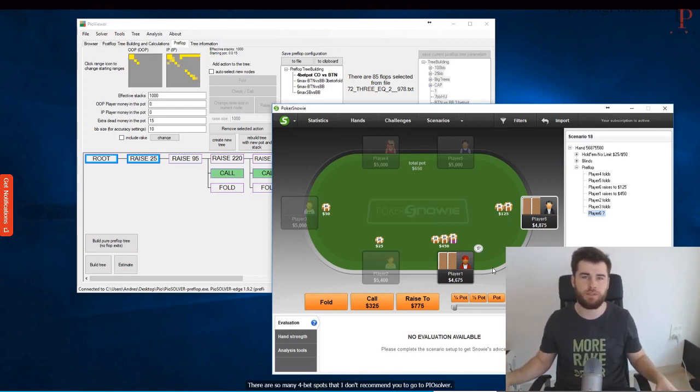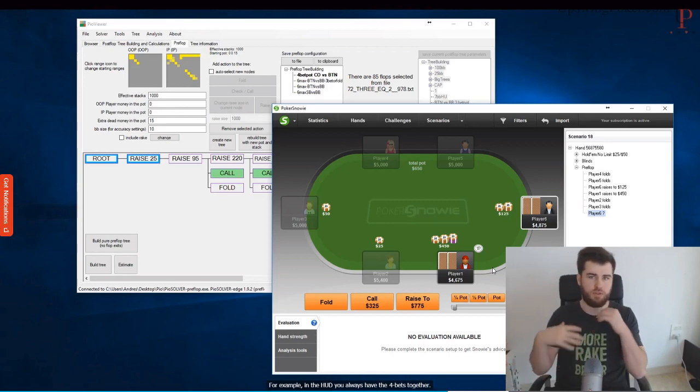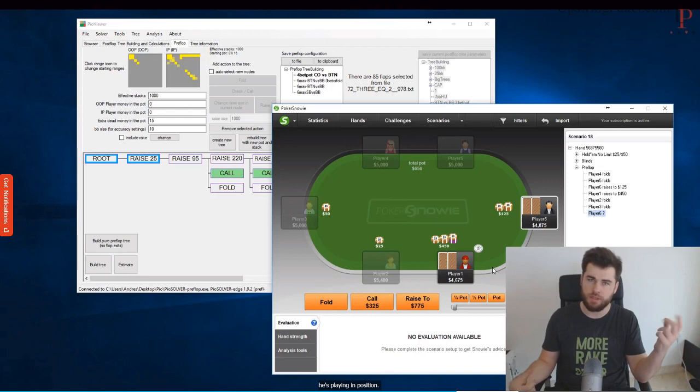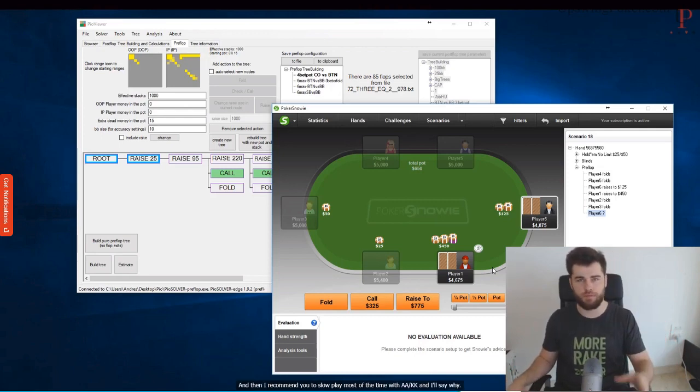There are so many 4-bet spots that I don't recommend you go through a solver. Your opponents will play in a tighter way than is going to look in the solver. For example, the solver usually has a lot of 4-bets in position and out of position, and it has many more bluffs when he's playing in position. And then I also recommend you slow play most of the time with aces and kings, and I'll say why.